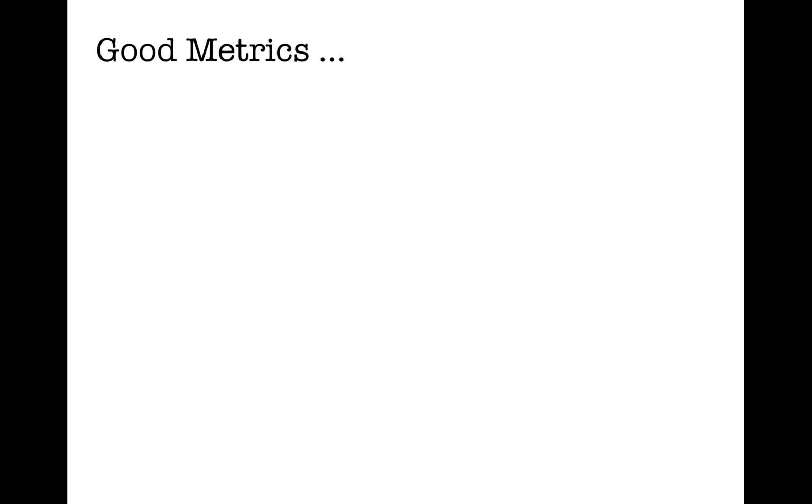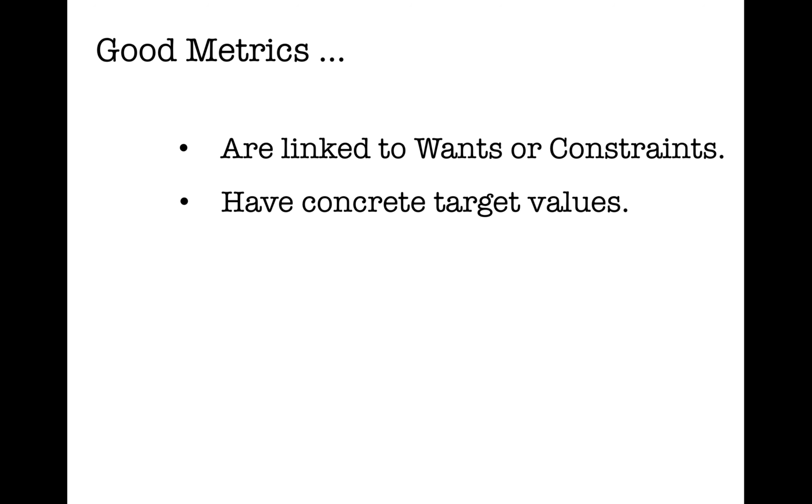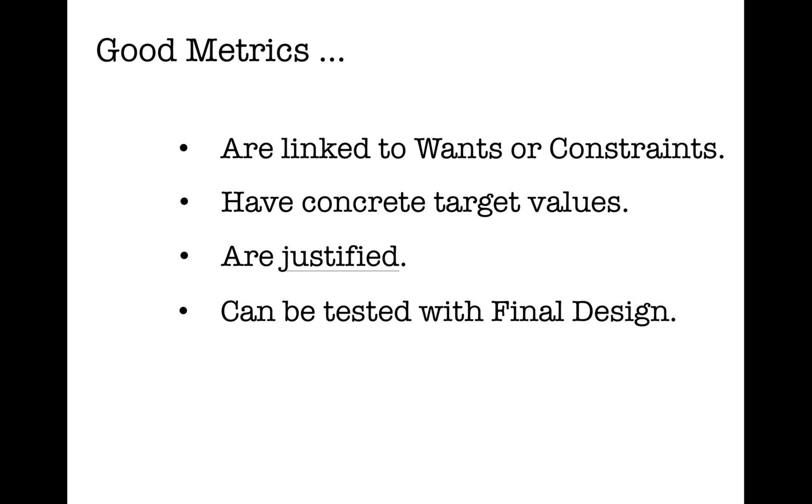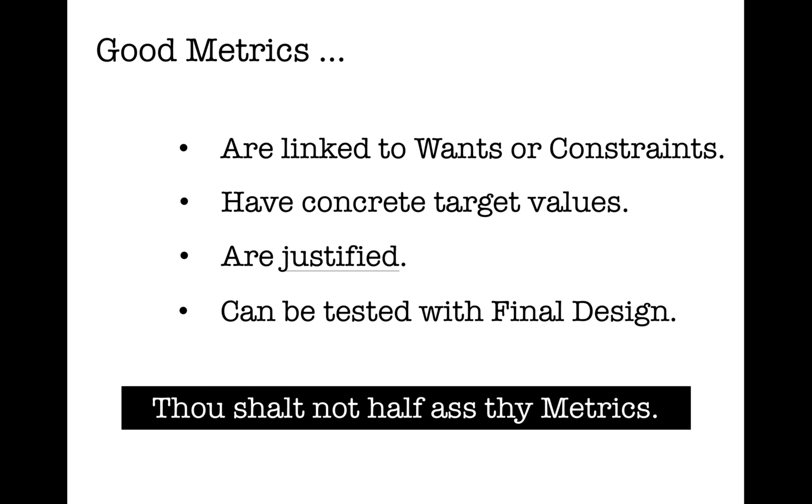So my rule of thumb is do not half-ass on my metrics. Metrics are linked to wants and constraints. They have concrete target values. They're justified, and they can be tested with the final design. So don't half-ass them, okay? All right, so that's what I have to say on metrics. If you want to hear this again, obviously rewind. Try to go through this as a group.